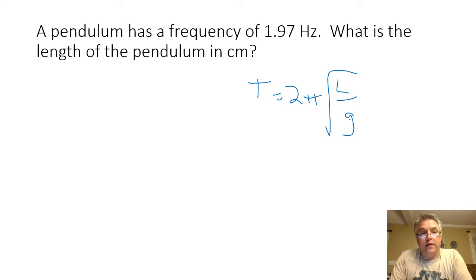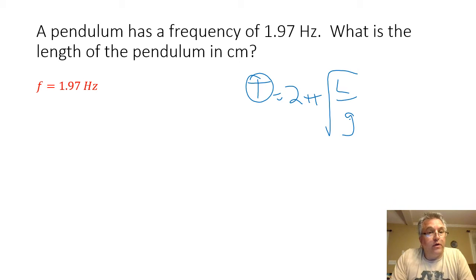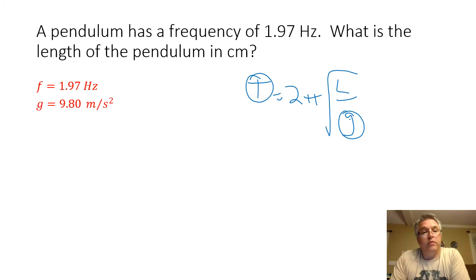Now note in this problem, we are not given the period anywhere, but I do have the frequency, and I need to find the period. I know if I have the frequency of 1.97 hertz, I can find the period. So let's see what else we're given. We know the frequency is 1.97 hertz. I know that my value for g is going to be 9.80 meters per second squared. And what we are being asked to find is the length of the pendulum.